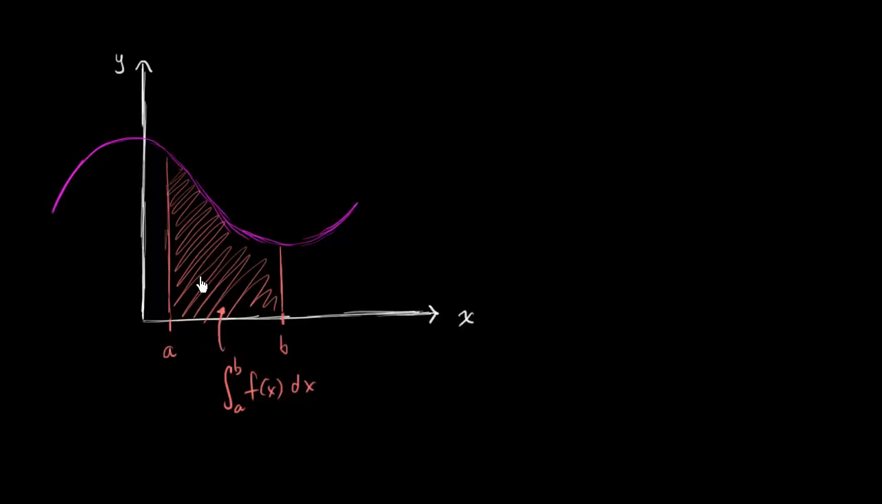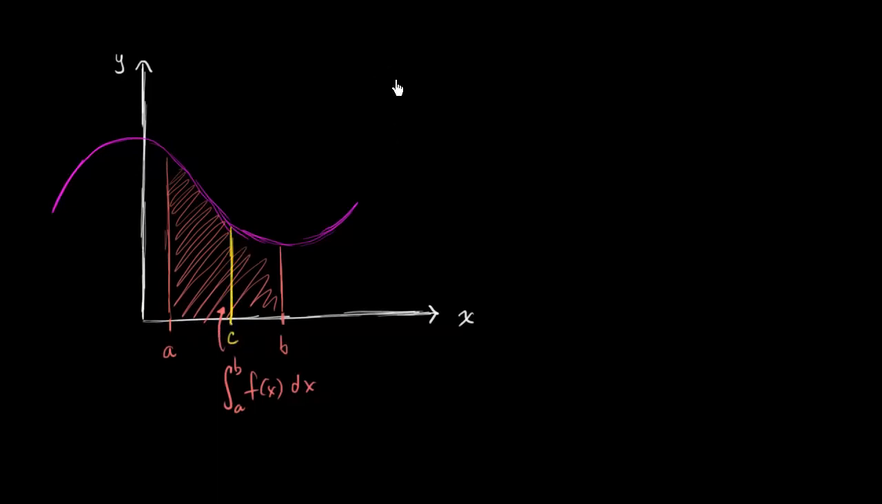So we've depicted here the area under the curve f of x above the x-axis between the points x equals a and x equals b, and we denote it as the definite integral from a to b of f of x dx. Now what I want to do in this video is introduce a third value, c, that is in between a and b. And it could be equal to a or it could be equal to b.